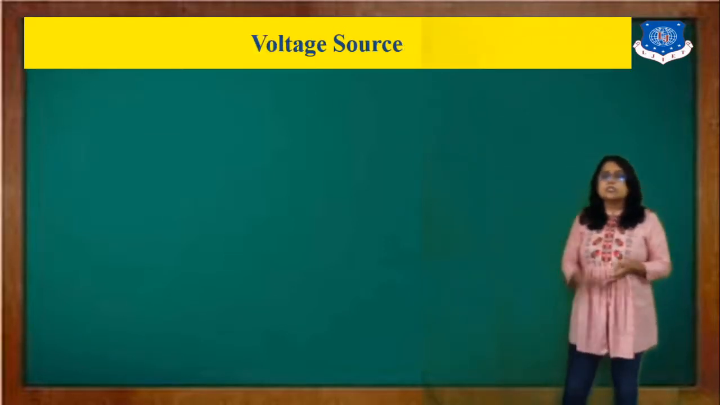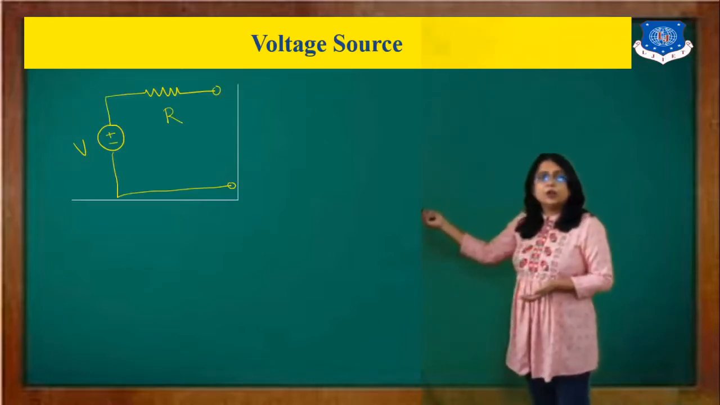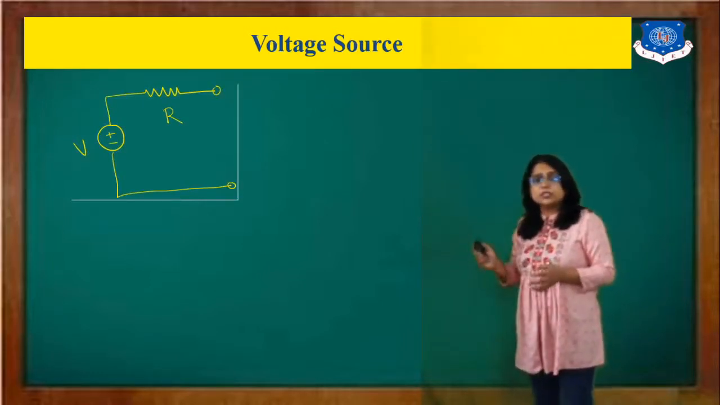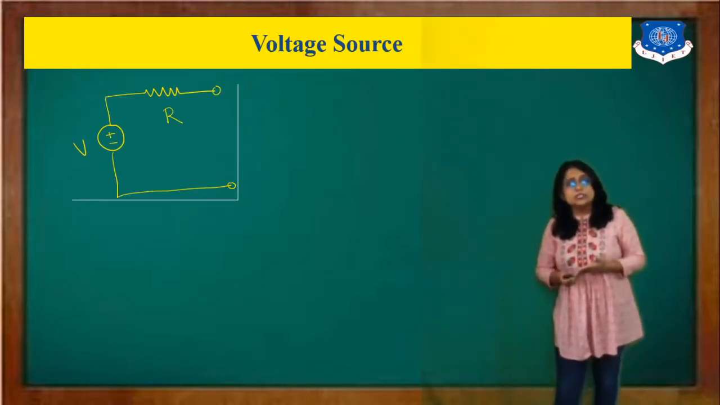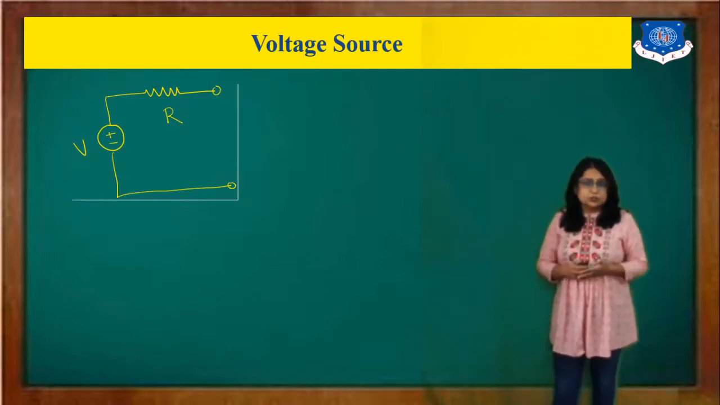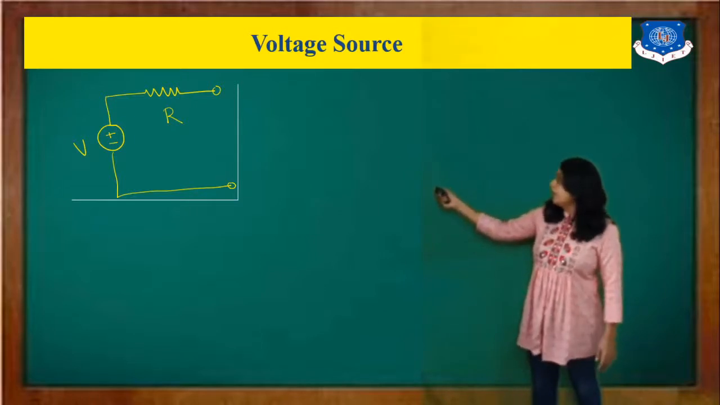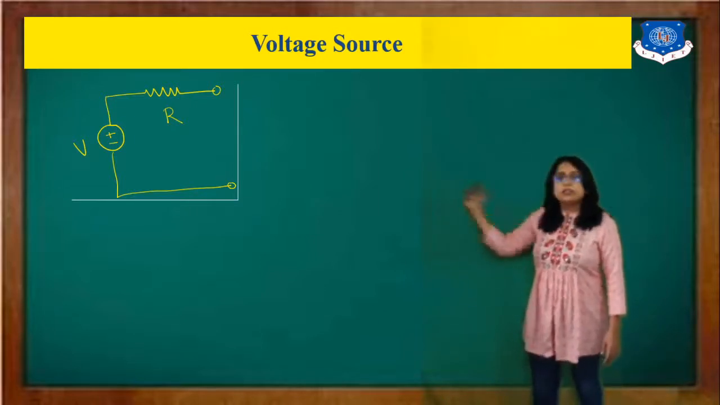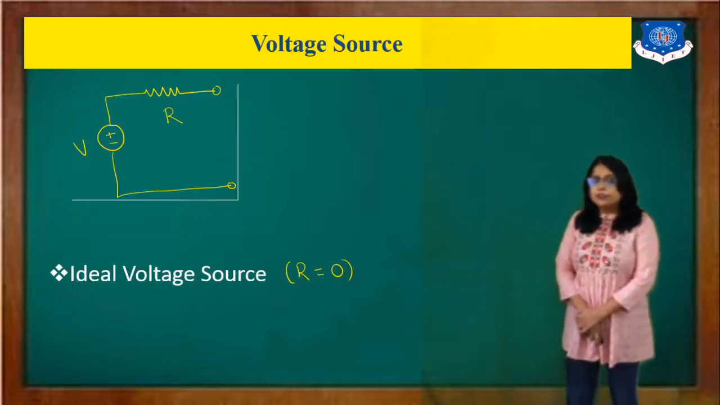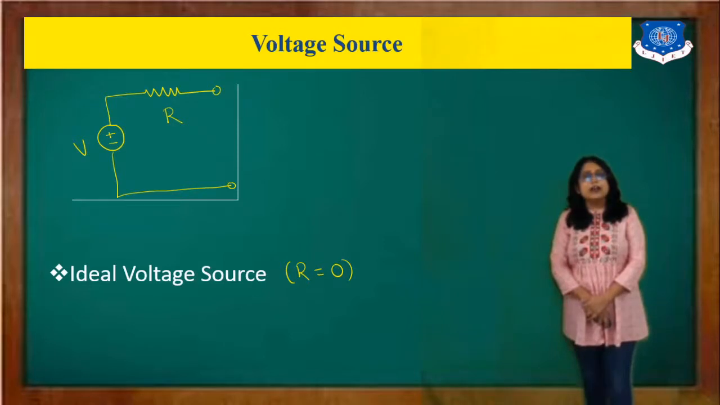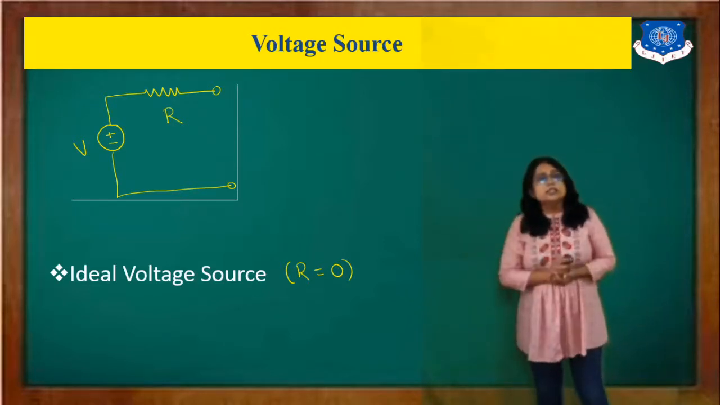Now next we will discuss what is a voltage source. Then you just see this diagram. Here we are just going to discuss two things, that is what is the ideal voltage source and what is the practical voltage source. Now to discuss that, you just see this simple diagram. Here we have one resistor in series with the voltage source. Now, as I said, if it is an ideal voltage source, then the value of this resistor is equal to 0.